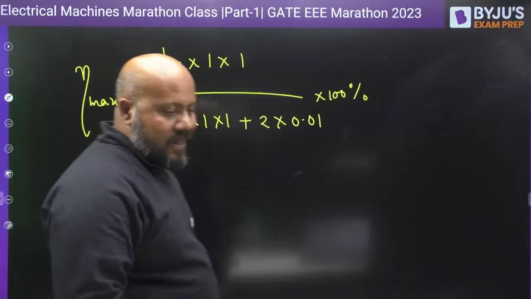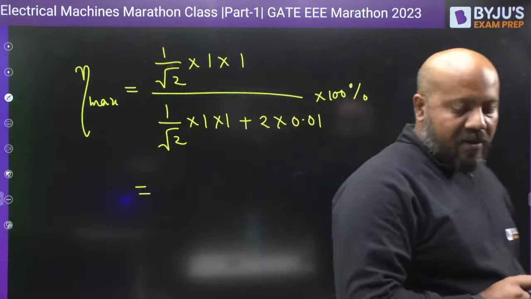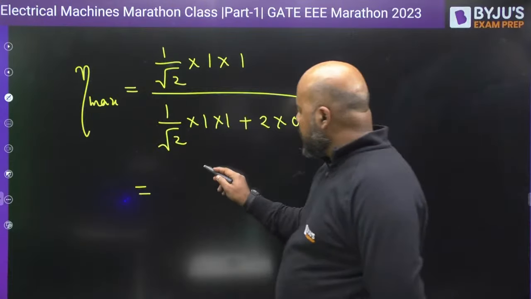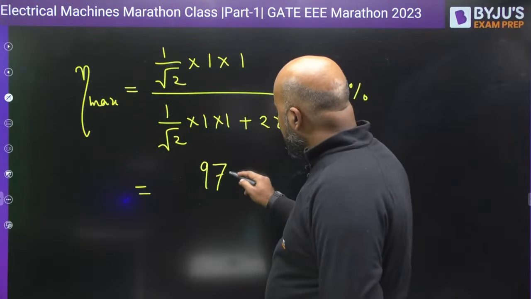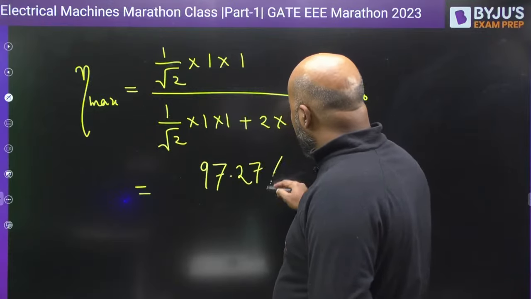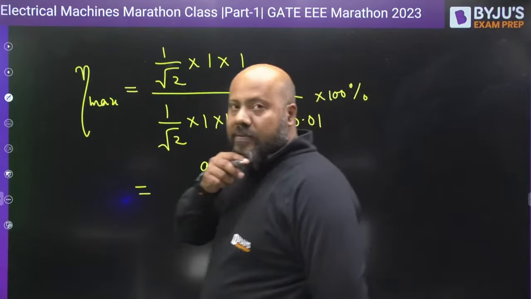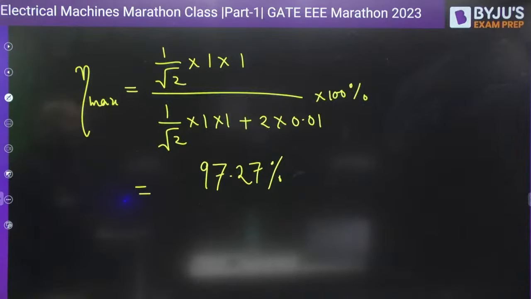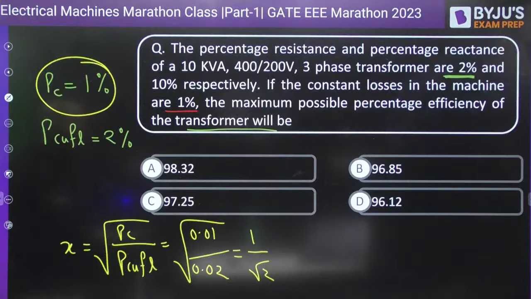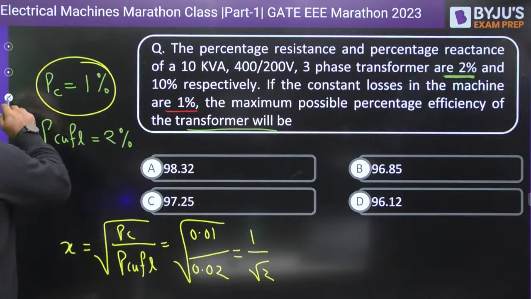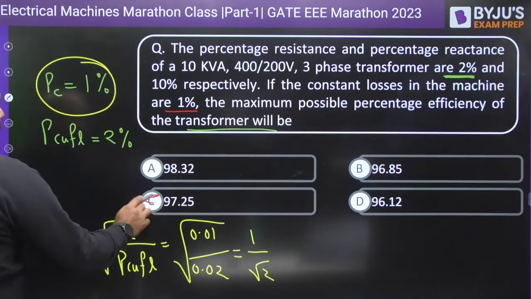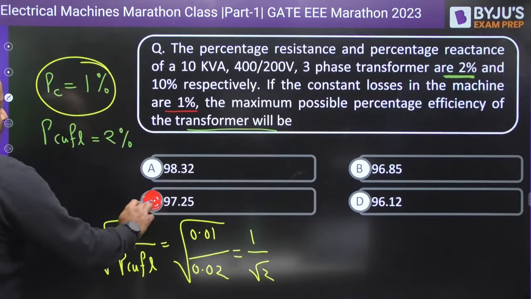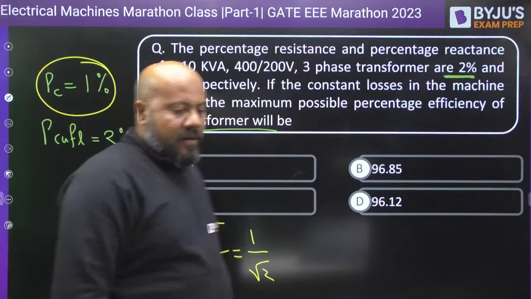Maximum possible efficiency, as per my reference, it must be coming as 97.27. Okay, are you getting this? 97.27%. Just cross check this value. So approximately you can say C is going to be the correct option.